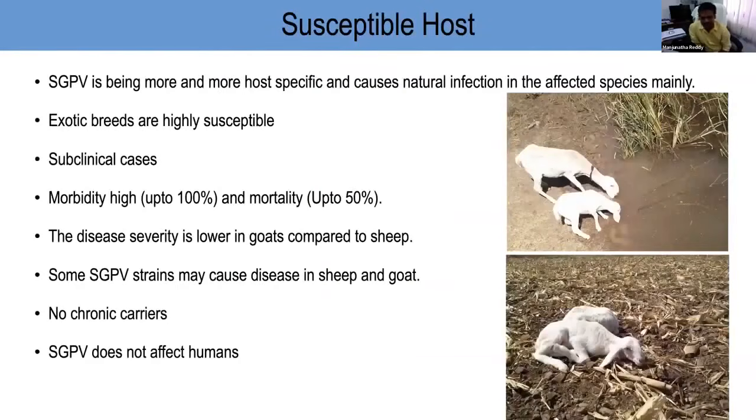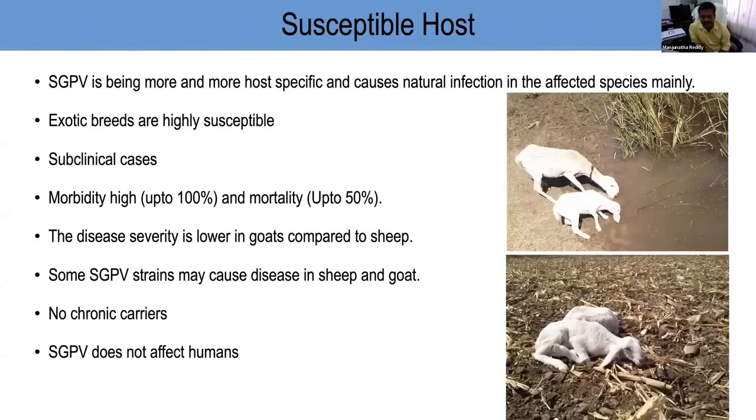Host plays a very important role in epidemiology or any pathogenesis. Sheep and goat pox is cross-infecting, but of late it is more like LSD, where it is species specific. And exotic breeds are highly susceptible when compared to our native breeds. Subclinical cases pose quite a danger because they spread the disease to unaffected flocks.